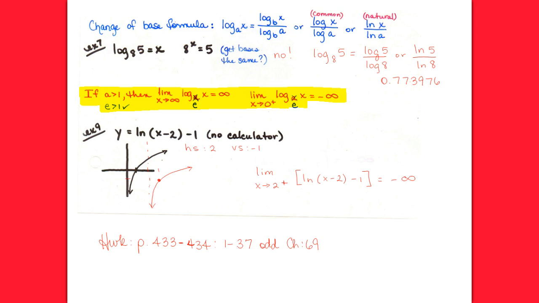Okay, so here's our homework for tonight on pages 433 and 434. We're doing 1 through 37 odd, challenge 69.